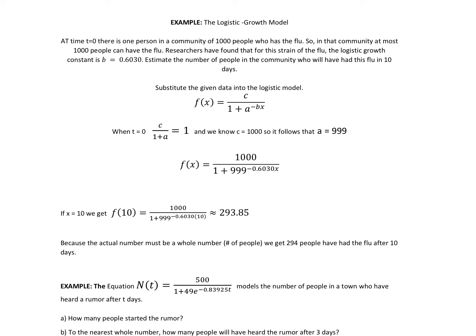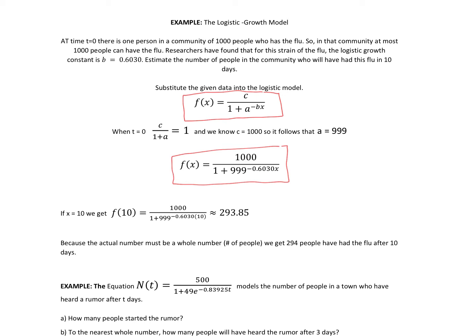So we start with the basic logistic growth model, and we know that our carrying capacity C is 1,000 people. So if C over 1 plus A is 1, and we let C equal 1,000, we know that A has to equal 999. So we have this model here that will give us our logistic growth model.